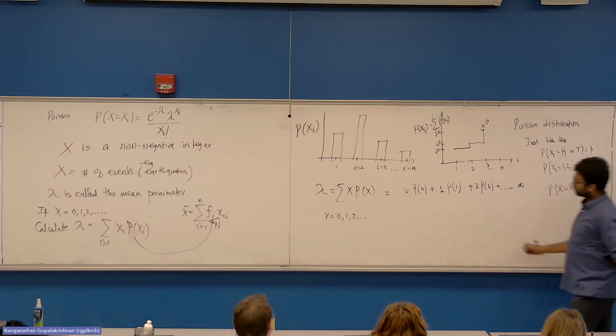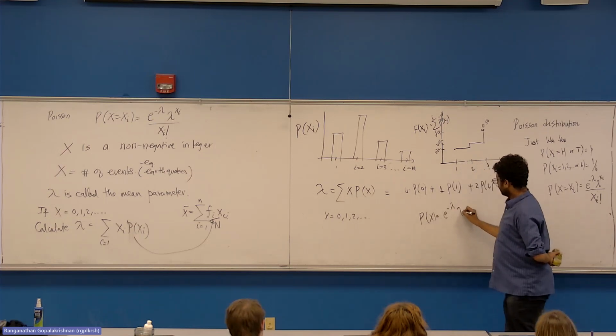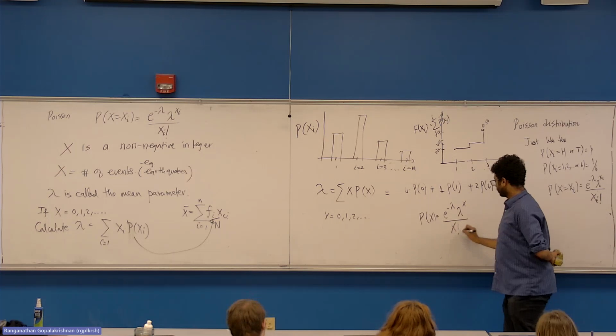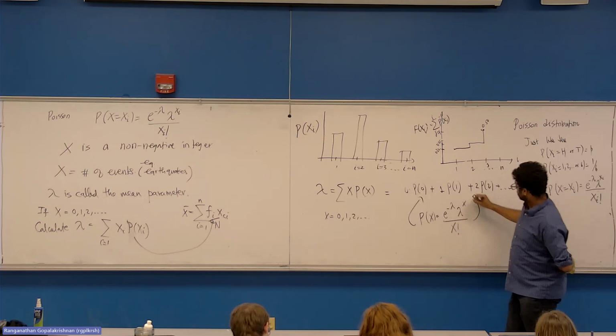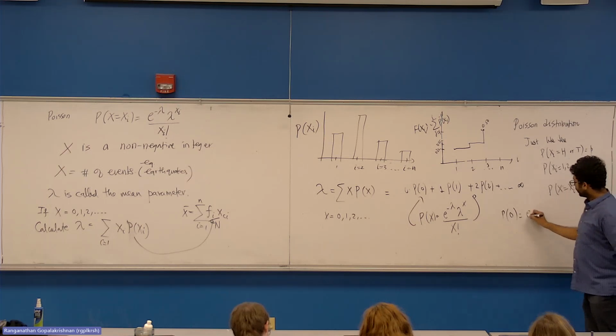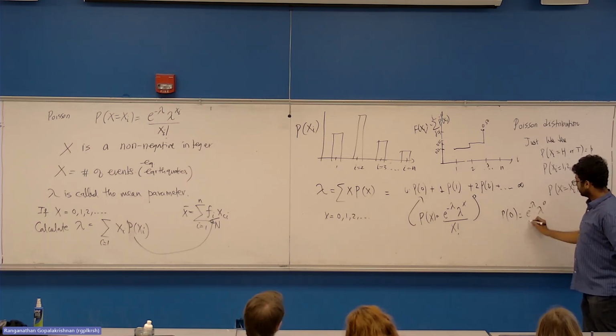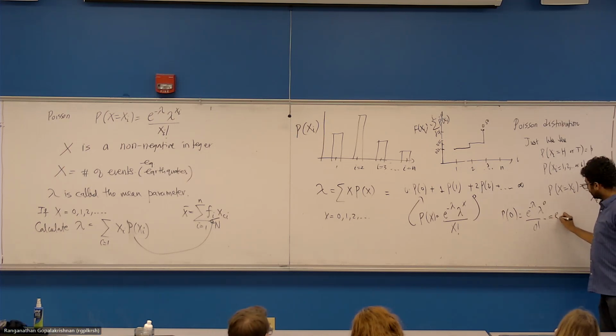So what is p of x? I gave you a formula already. That is e power minus lambda, lambda power x divided by x factorial. So let's put this into these expressions. What is p of 0 then? E power minus lambda, lambda power 0 divided by 0 factorial. I'll give you time, take a break. What is this? E power minus lambda times 1 divided by 1. So this is just e power minus lambda.